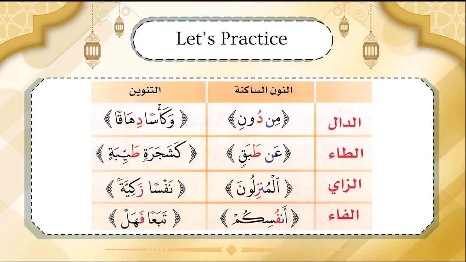Alright, a few more. We have a dal, so min dun, wa ka'san dihaqa. The articulation point of the dal is the tip of the tongue with the root of the frontal teeth, right? It's the same with dal, ta, and ta. Dal, ta, and ta will have a similar sound, but the ta will be different because it is mufakham. So the difference is between min dun and an tabaq.